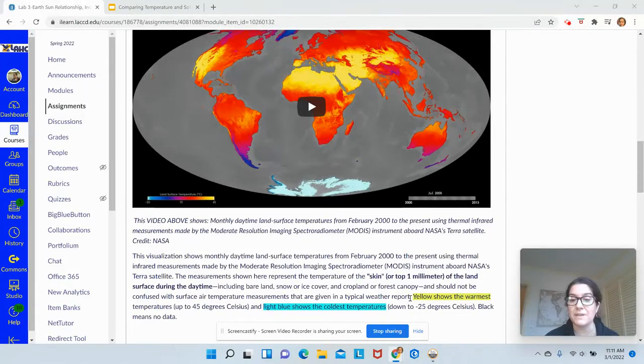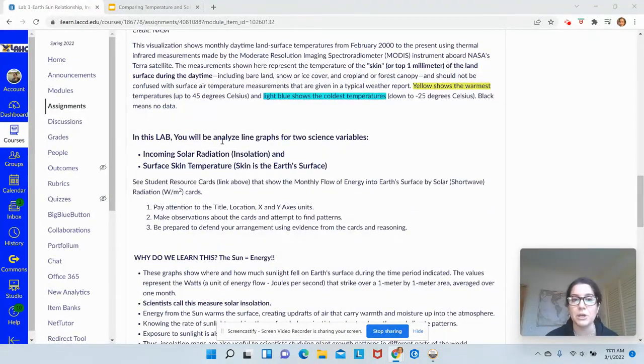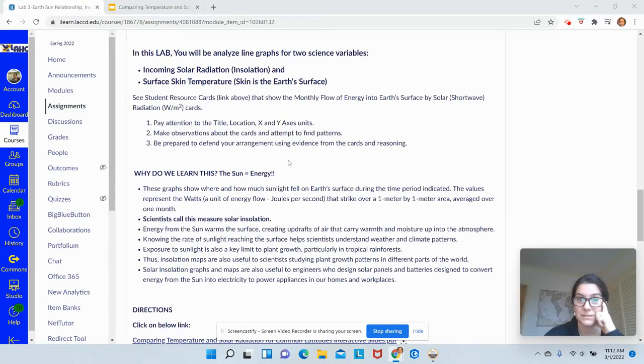And here I've said the color yellow is going to show the warmest areas, and the light blue is going to show the coolest. So in this lab, we are going to be analyzing these line graphs, which is those cards, right? They're basically line graphs. There are 2 line graphs for each of those cities. And we're looking for incoming solar radiation, which is the first card associated with each of the cities, and we are analyzing the line graph for the temperature on the Earth's skin at those locations.